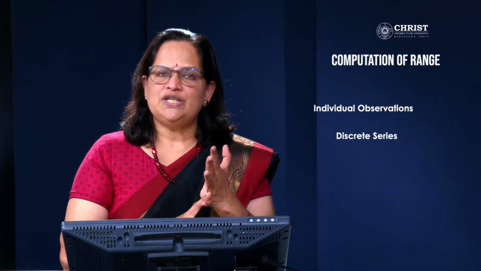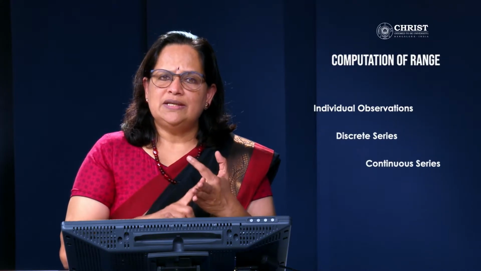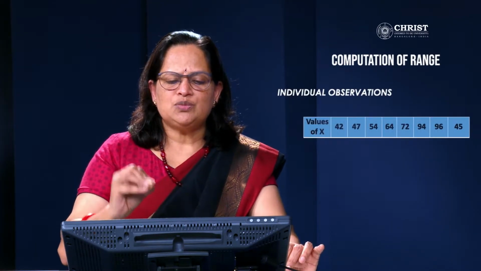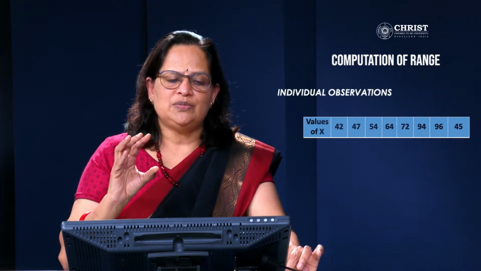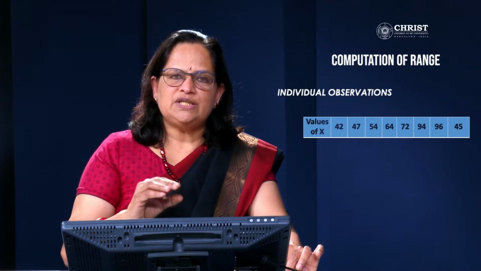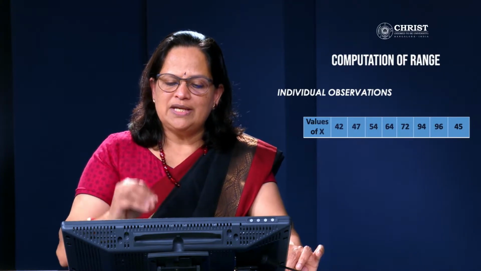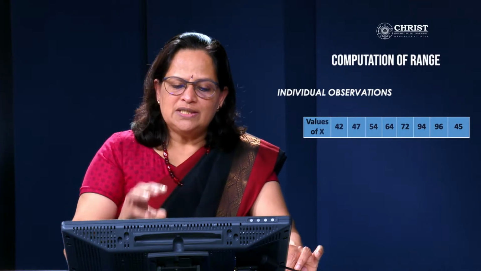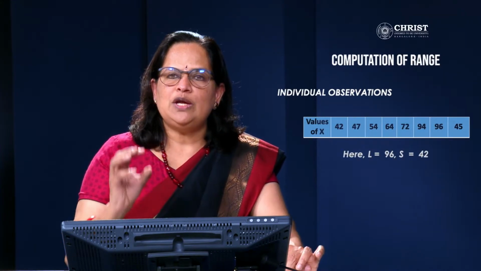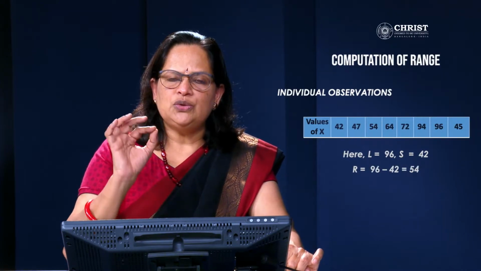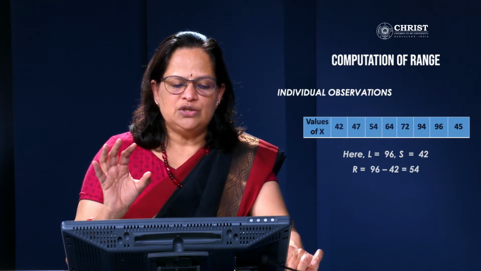So computation of range, all the computations we will divide into three. One is individual observation, second is discrete series and third is continuous series. For individual observation, from the given values, the difference between the largest and smallest values will be given by the range. So the values of x: 42, 47, 54, 64, 72, 94, 96 and 45. The largest value is 96 and the smallest value is 42. So range is equal to 96 minus 42, that is equal to 54.